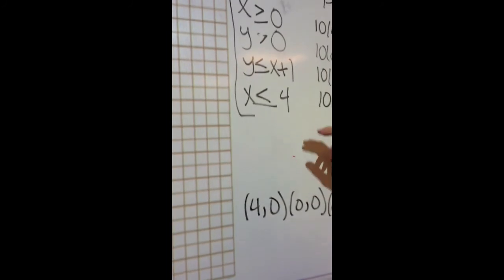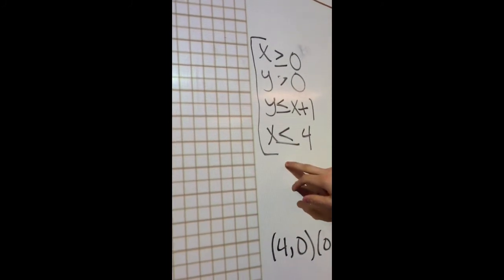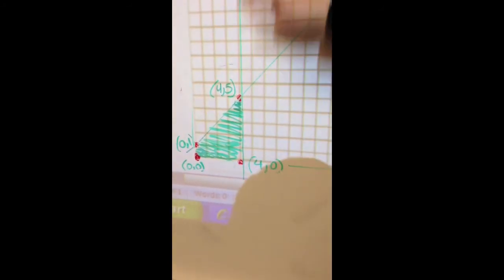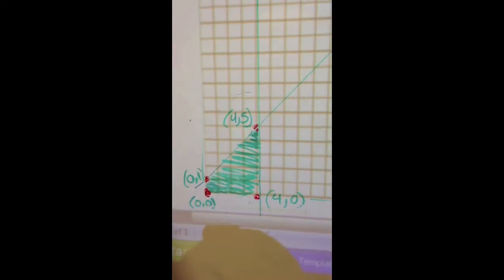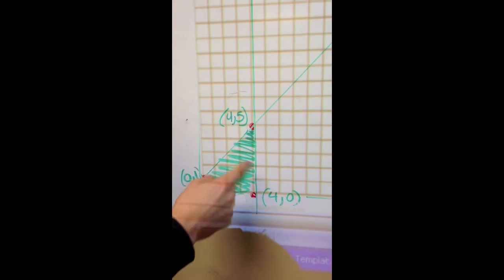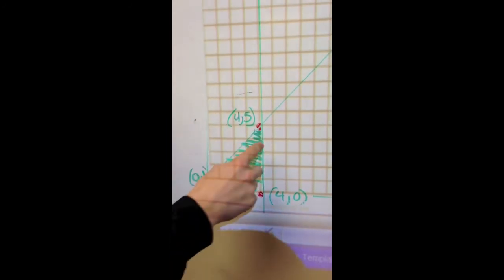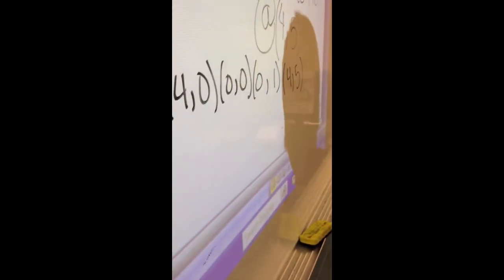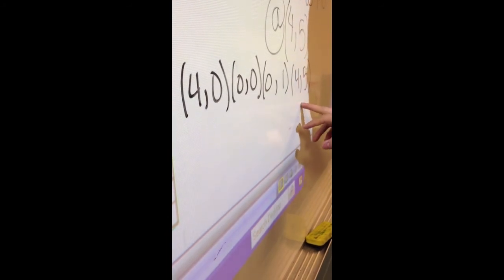And then x is less than 4, so you go to 4 over and then mark up. You want to mark the points, then you want to shade the middle. So you should have 4 points: 1, 2, 3, 4. Okay, so these are our 4 points we got.